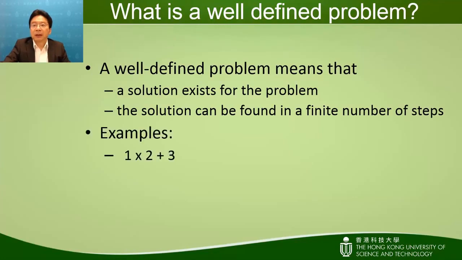For example, if you were asked to find a solution to the arithmetic expression 1 times 2 plus 3, you would know that we should first multiply 1 by 2, which gives the intermediate result of 2, and then the result of the multiplication will be added to 3 and give 5 as the final answer. But if I ask you for the solution of 1 plus 2 times 3, I want you to pause the video briefly to think about what would be the answer.